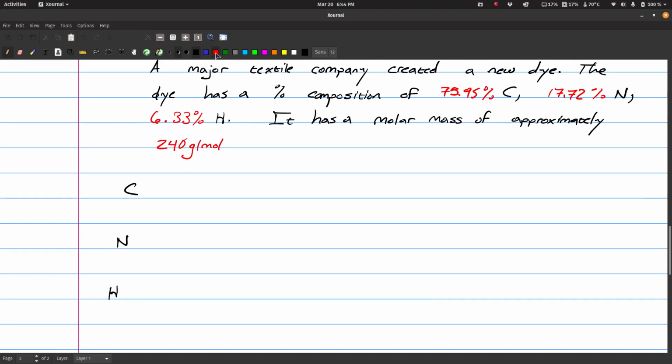So we have 75.95 grams of carbon, 17.72 grams of nitrogen, and 6.33 grams of hydrogen. The molar mass, I'm going to just use 12.01 grams per mole. This one is 14 grams per mole. And this one is 1.008 grams per mole. So we're going to need a calculator to go through all this real quick.